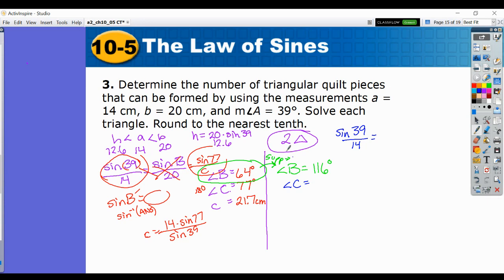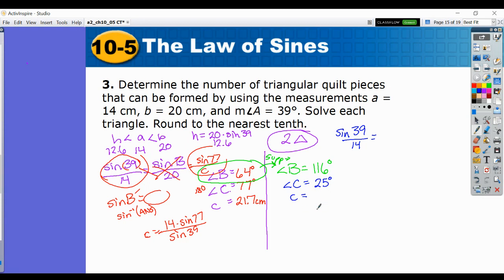Well, now I have two angles, so I can find the third one. 180 minus 116 minus 39. Often this one will be small. I think on your homework there's some that are very small, like less than 10. Angles that are less than 10 are very small.